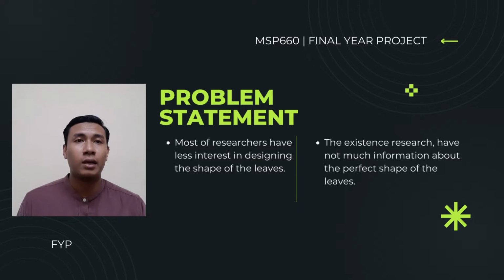And then the other one is the existing research have not much information about the perfect shape of the leaf. Therefore, we need to read a lot and find a lot of articles doing research about the characteristic of the leaf in order to obtain the result.